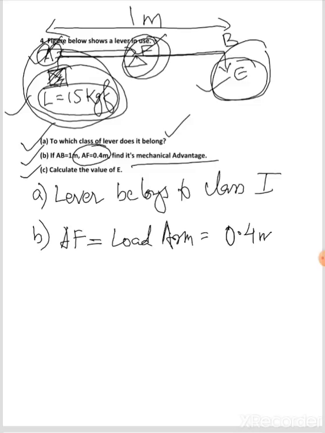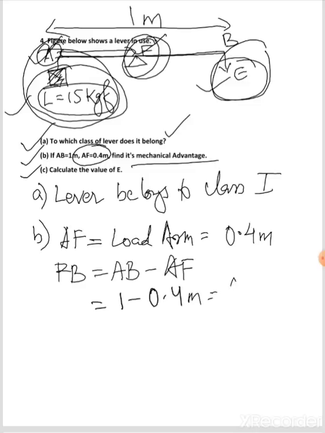0.4 meter. So what will be the value of FB? FB will be AB minus AF, that is 1 minus 0.4 meter, that will give you 0.6 meter. So that is my effort arm. So effort arm is 0.6 meter.